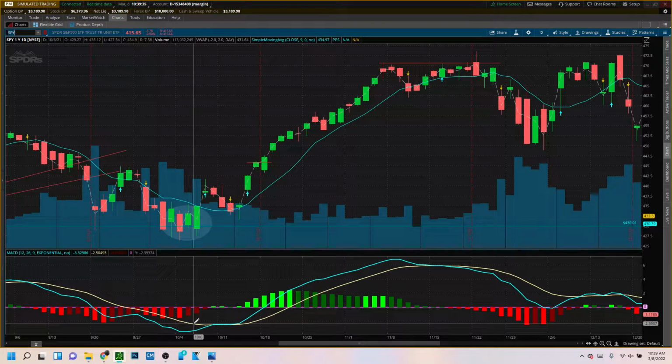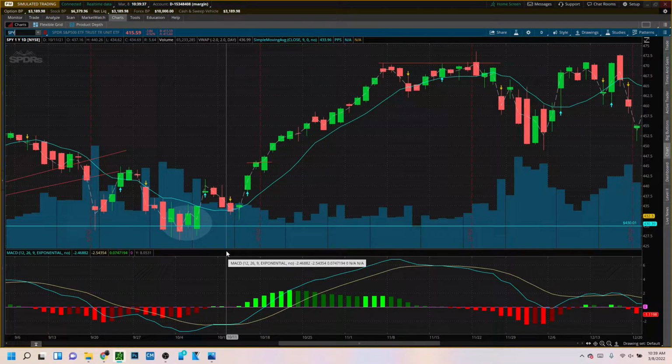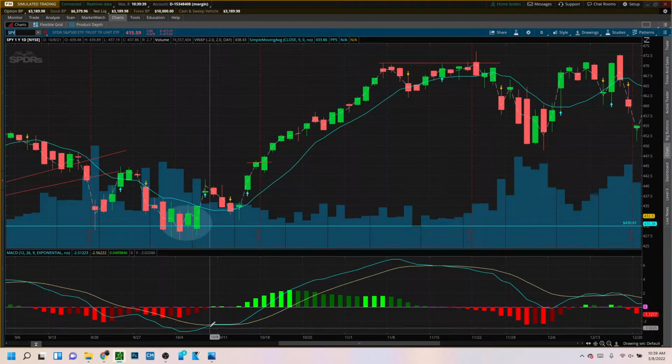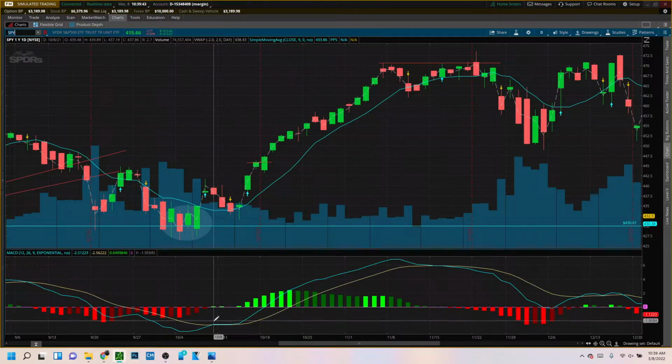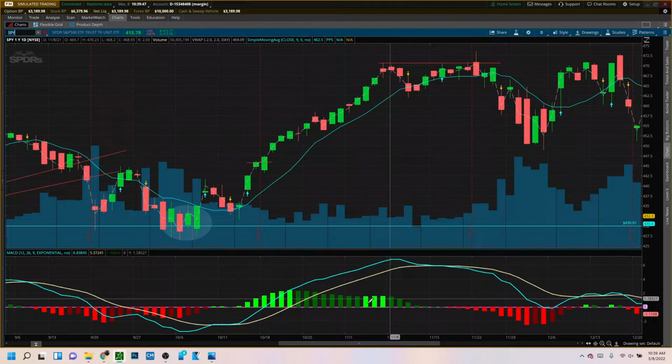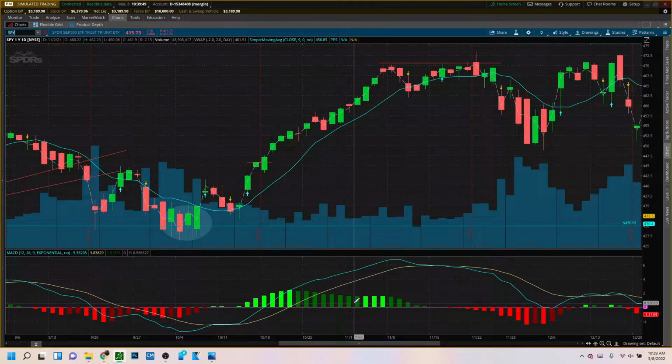The great way to do trade confirmation with this is to wait for a crossover of these two lines right here. So you can see when it crosses over, we have green pressure coming on this side. So we know, okay, we can hop in because we have bulls behind us. We have buyers in this play right now.